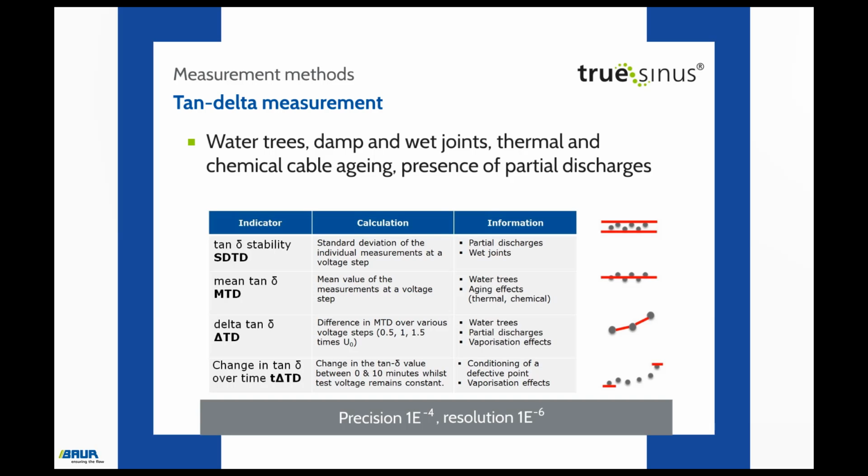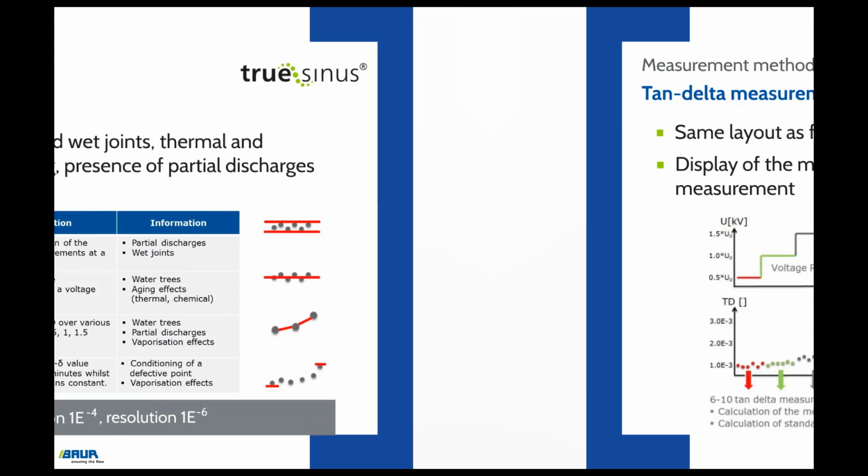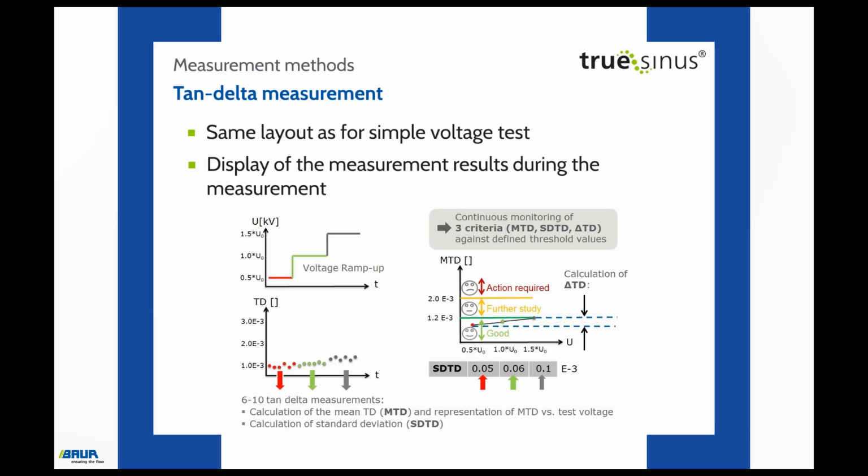Prerequisites are a high tan delta precision of 1 by 10 minus 4 and a high resolution of 1 by 10 minus 6. Particular advantages are that the layout is the same as for the simple voltage test, and that it is possible to display the measurement results during the measurement, which allows diagnostics to be performed easily.